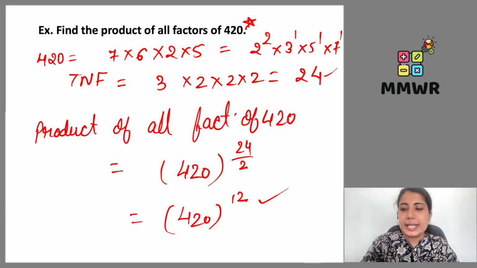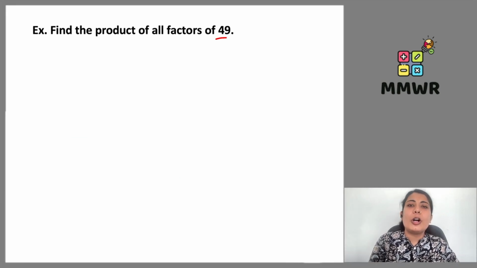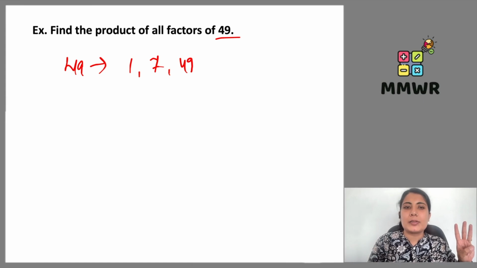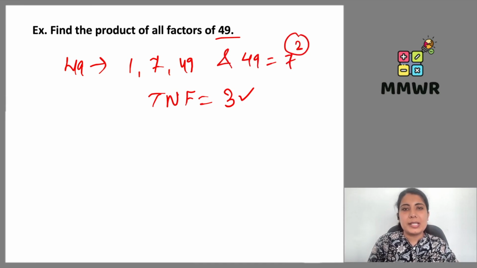Sorry. Next, another example where we have to find the product of all the factors of 49. So for 49, what factors do we have? 1, 7, 49. Only 3 factors are there. This can be found because 49 can be written as 7 square. So 2 plus 1 gives 3. Only 7 square is the prime factorization of 49, so the total number of factors of 49 is 3.